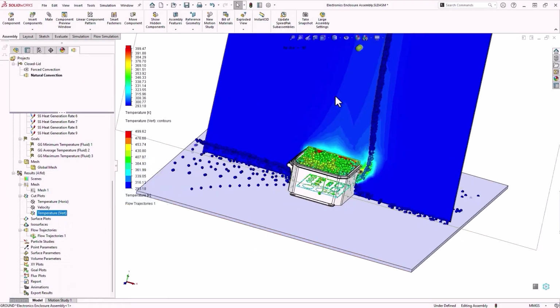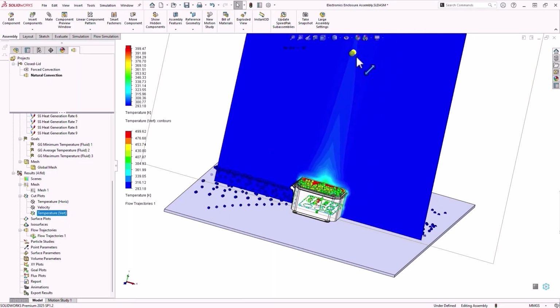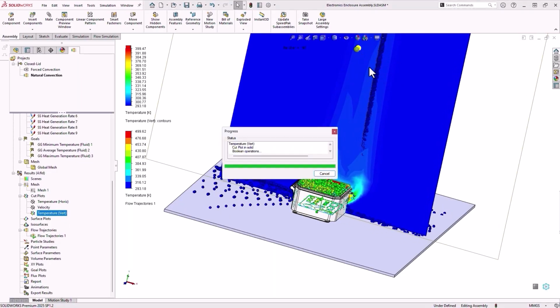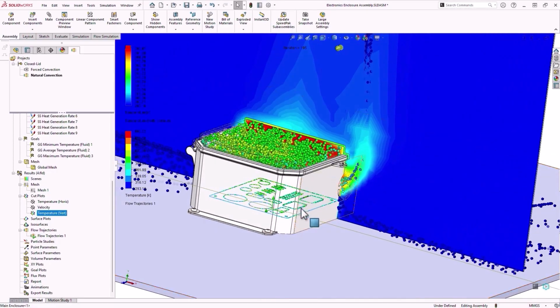By accurately bounding the problem we're trying to solve and choosing the correct type of analysis, either internal or external, we can ensure that we achieve accurate and reliable results quickly in SOLIDWORKS Flow Simulation.